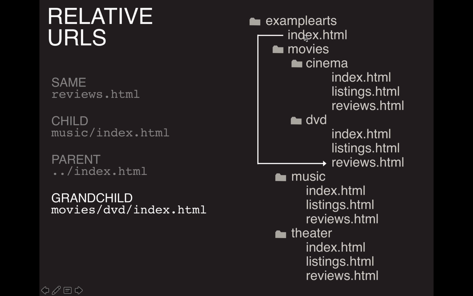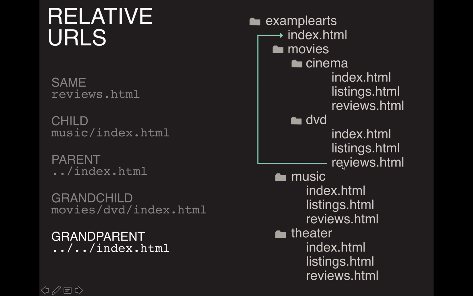If I want to link from example art into 2 folders, that's totally fine. I just need to provide where to go. So I'm at index here. I'm going to tell them to go into the movies folder and then into DVD folder and then go to, this should be pointing to index. All right, so these are just telling us which folders to go in to find the file.